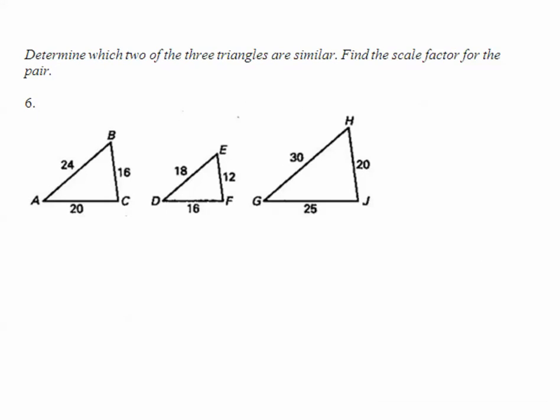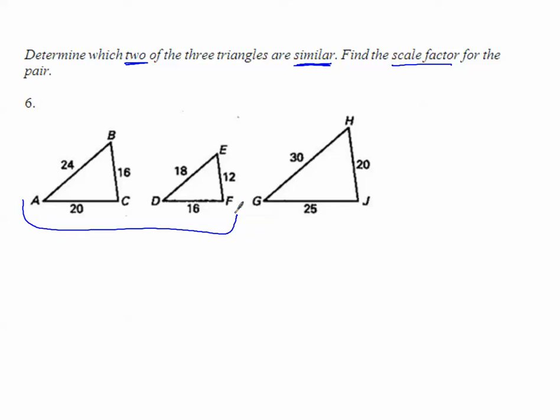Here's another type of problem that we'll see. Determine which two of the three triangles are similar. Find the scale factor for the pair. So we're trying to determine which of these two are similar. It's going to be a guess and check unless you have an idea right off the bat and you make a very good educated guess. Let's start by checking if the first two are similar.